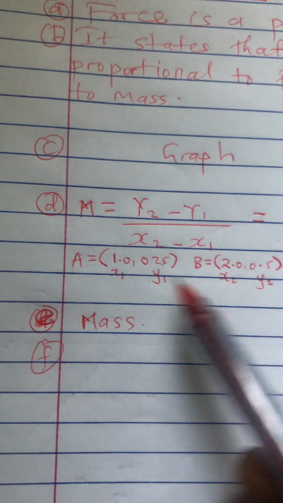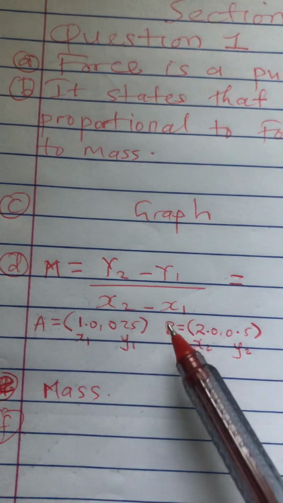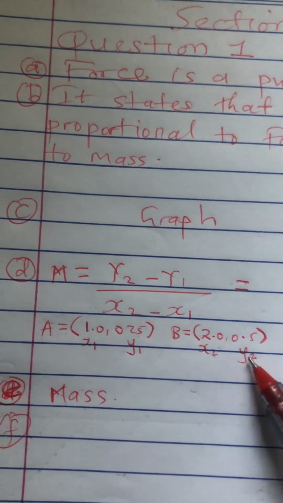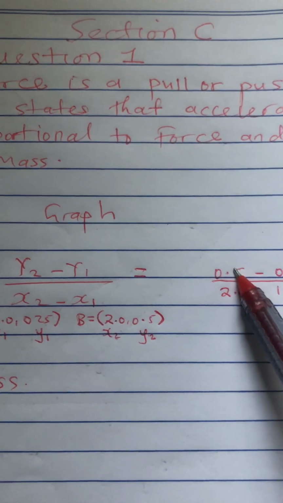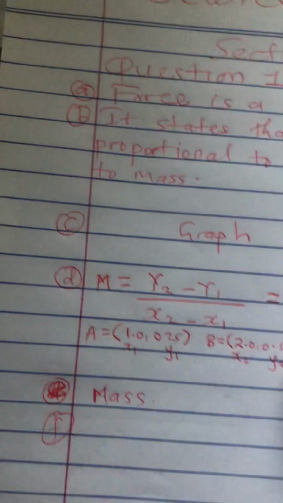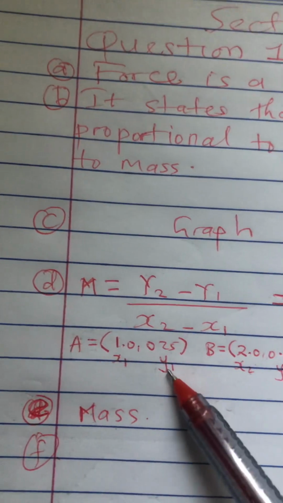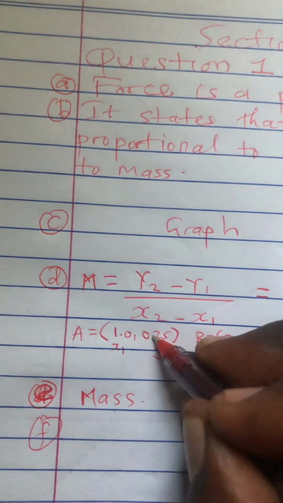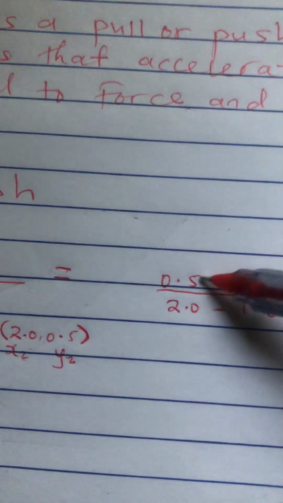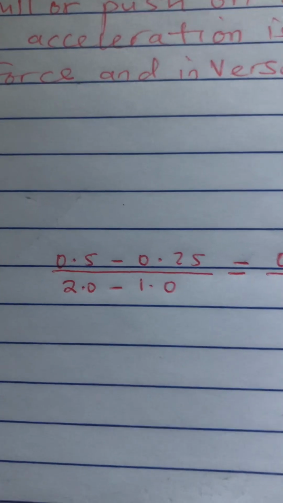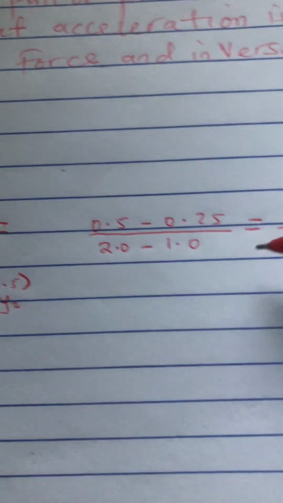From there, we can substitute these into this formula, because we know that y2 is this one. So this is 0.5 minus y1, and y1 is here, 0.25. So I just got these and substituted them in the formula. When you subtract using a calculator, you're going to have 0.25 over 1, because you're subtracting 2 minus 1.